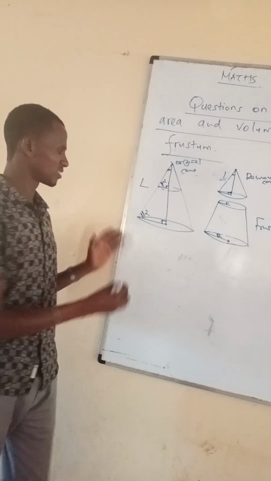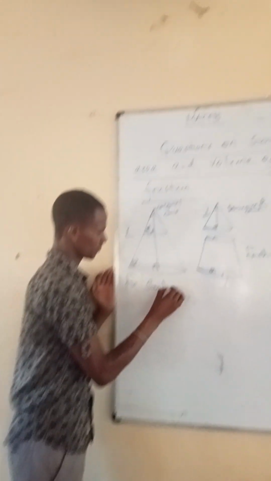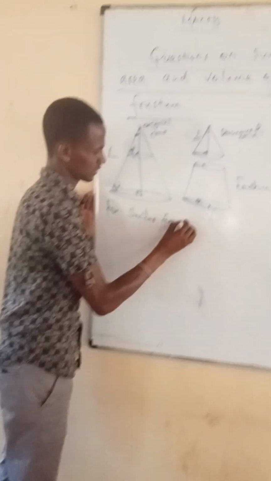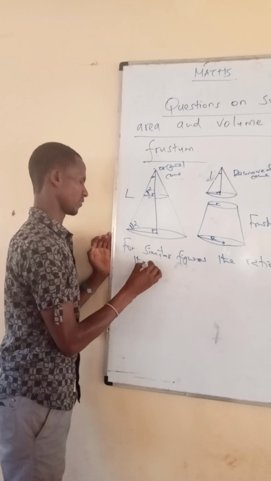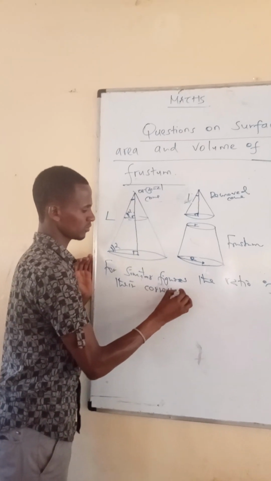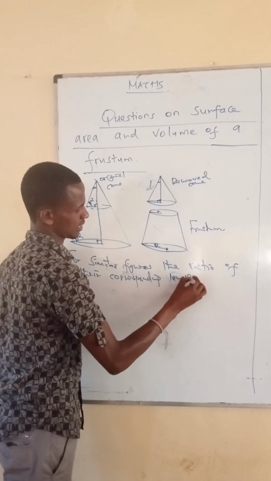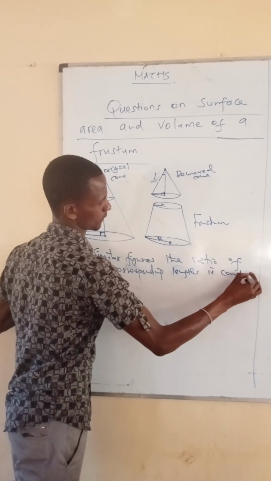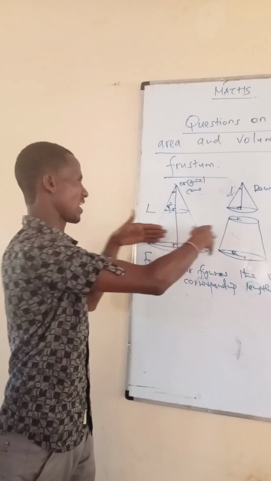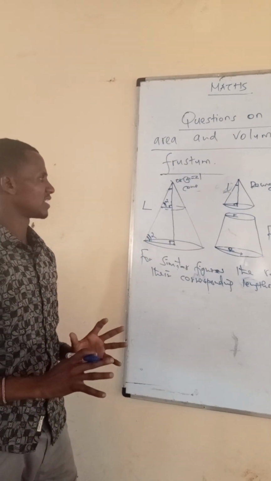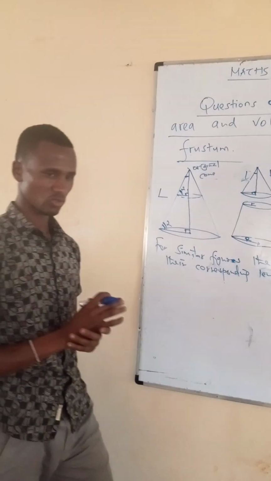And if they are similar, then it means that for similar figures, the ratio of their corresponding sides or lengths is constant. So having said that the original solid cone and this one are similar, it means that the ratio of their corresponding sides is always constant.